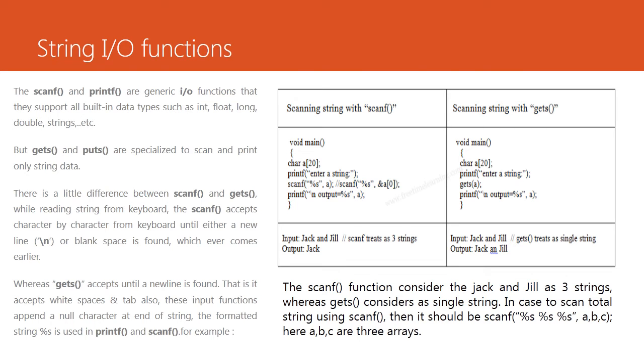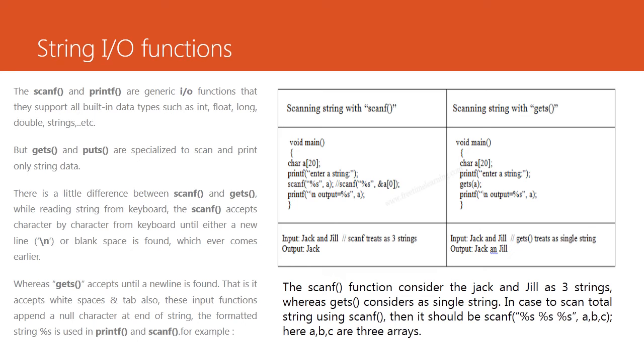While the gets function accepts input until a new line is found, not a blank space. It will read blank spaces also. That is, it accepts white space and tabs also. These input functions append a null character at the end of a string. The format specifier %s is used in the printf function and scanf.